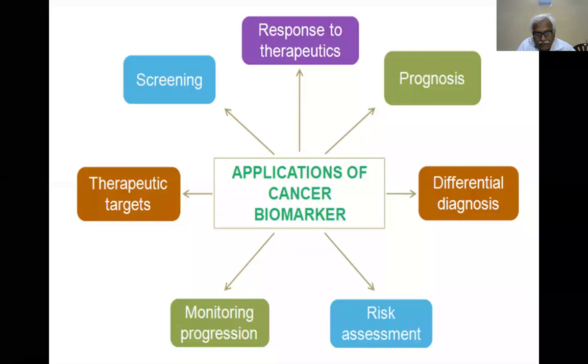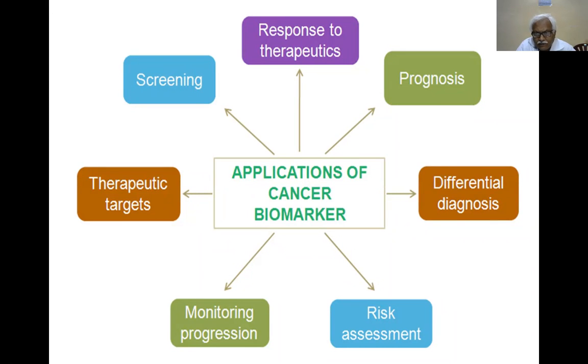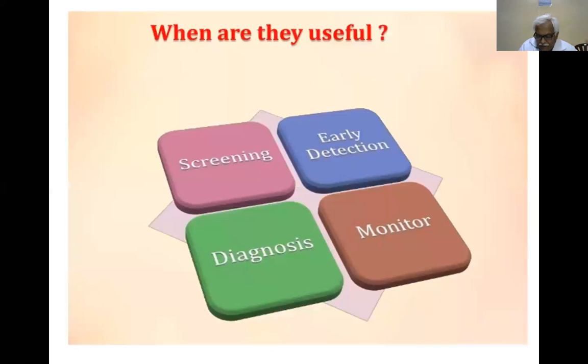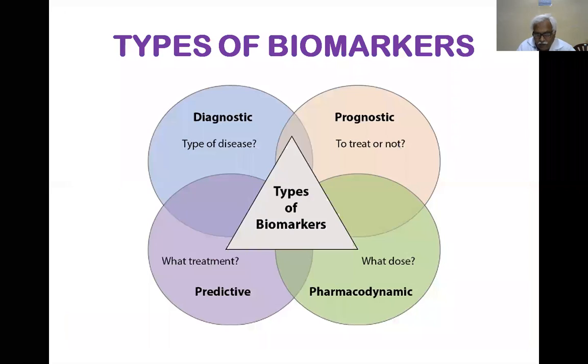Risk assessment and monitoring progression are the two other things. Once we find out, we can do a differential diagnosis between four or five types of cancer, and know what type of cancer is going to develop. So they are useful for screening, for early detection, for diagnosis, and for monitoring.